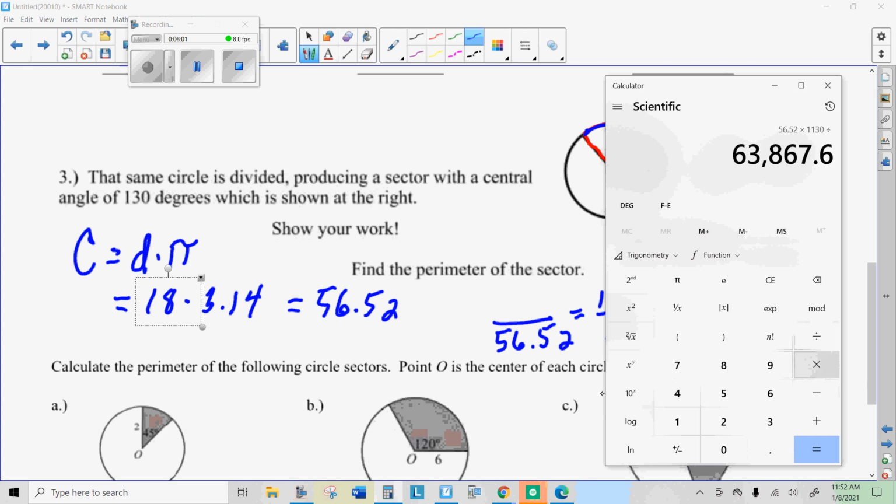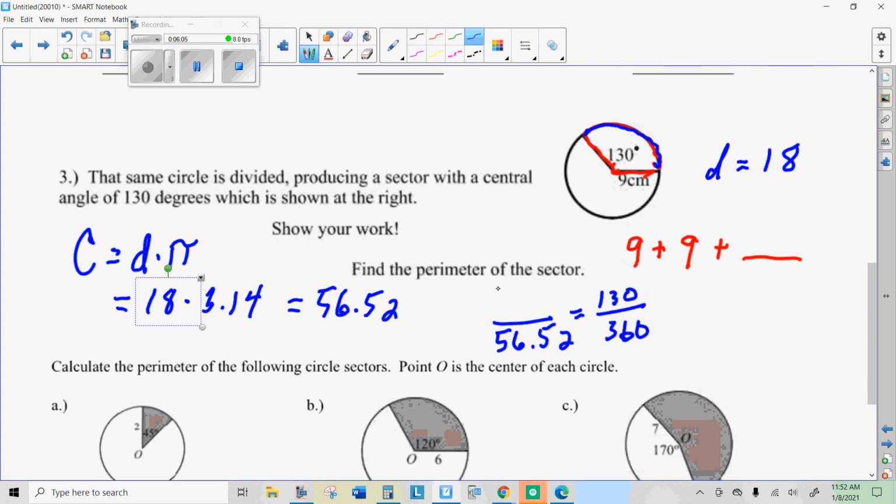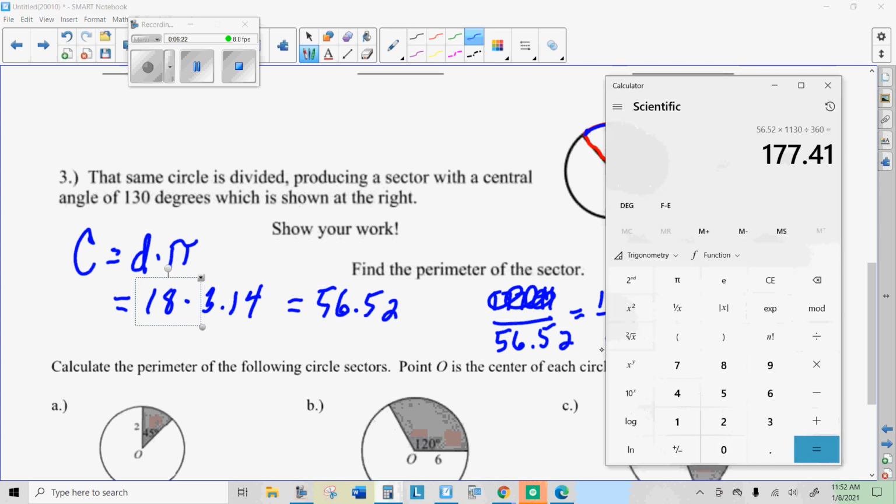And then divide that by 360. And I get 177.41. That I need to add... uh-oh, I don't like that answer. Can't be more than the total. Did I read that wrong? I forgot to hit equals, didn't I? No. Let's try that again.